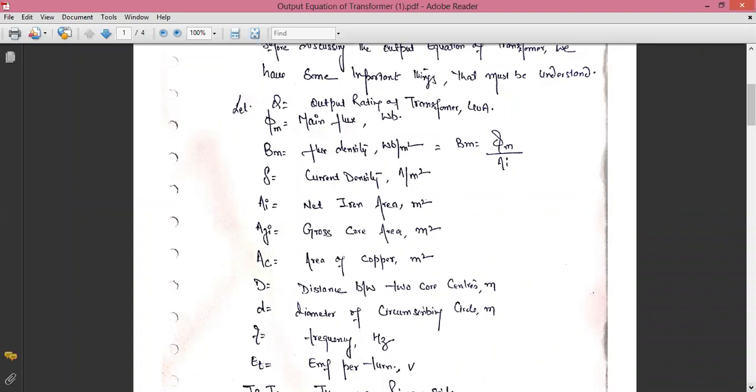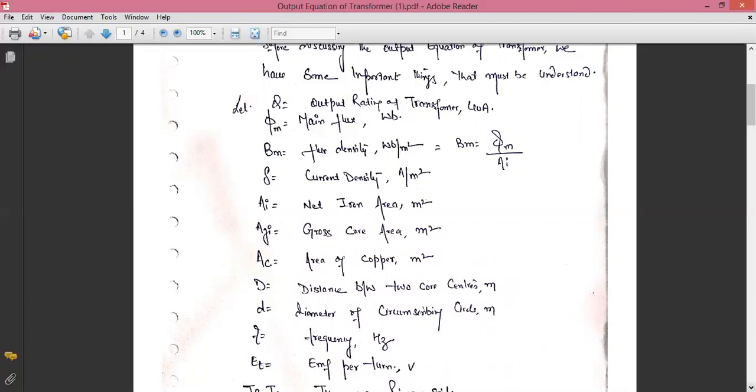And this small d is the diameter of the circumscribing circle. What is a circumscribing circle? When we wind the windings on the primary side as well as the secondary side, the winding is always circular in nature. So when we have a circular winding wound on the primary as well as the secondary, the diameter of that winding is called small d. It is called the diameter of the circumscribing circle.